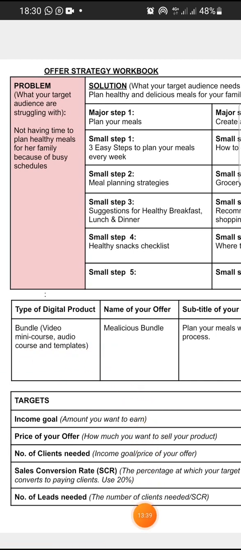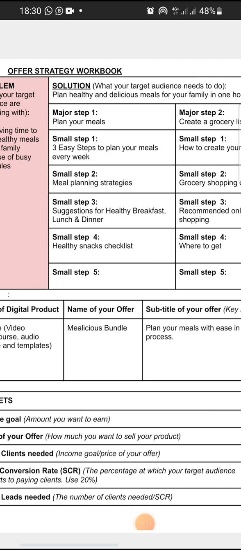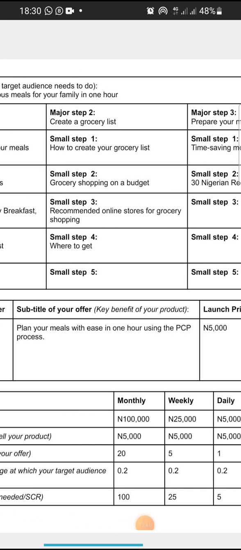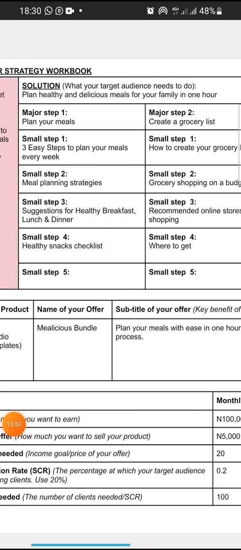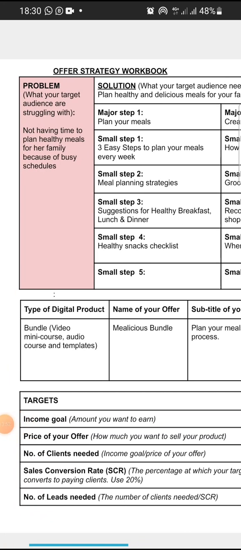Okay, in this case now, this particular lady wants to earn a minimum of 100k per month at least as a source of passive income. So she wants to have at least 100,000 naira per month. That's her target. So you can choose yours. Yours can be 200. Yours can be 200, 550. It all depends.